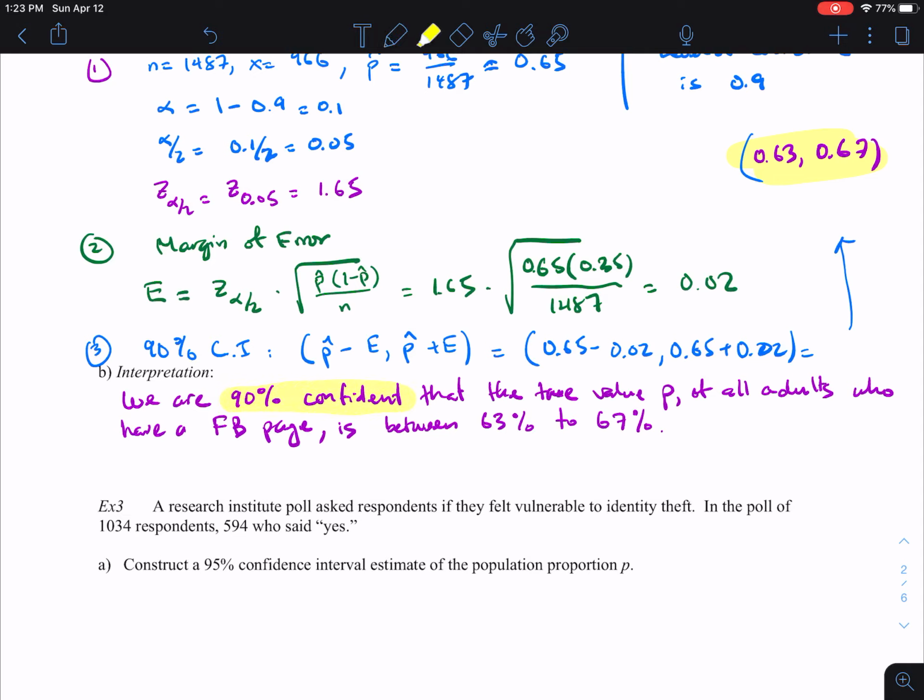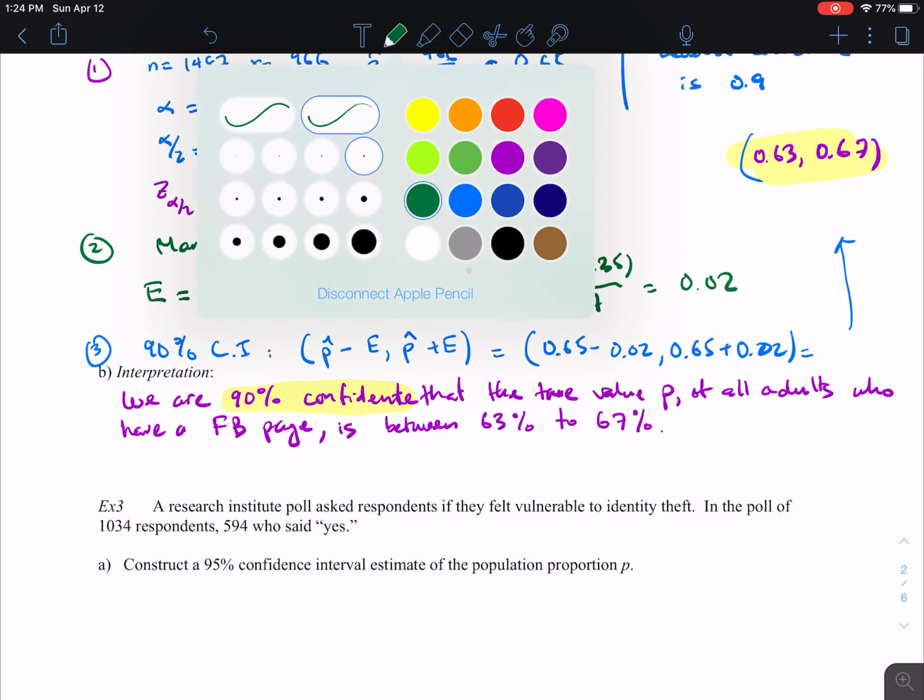from the previous video, the confidence comes from the fact that if we were to sample more different groups of 1487 adults, 90% of those intervals will capture the actual value P. Okay, so let me write that out for us here.